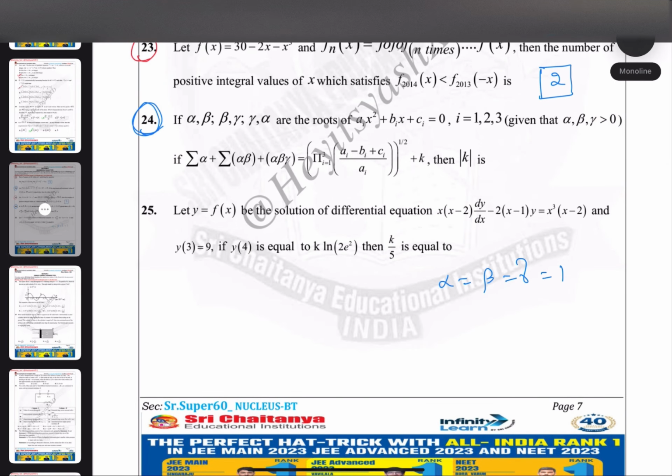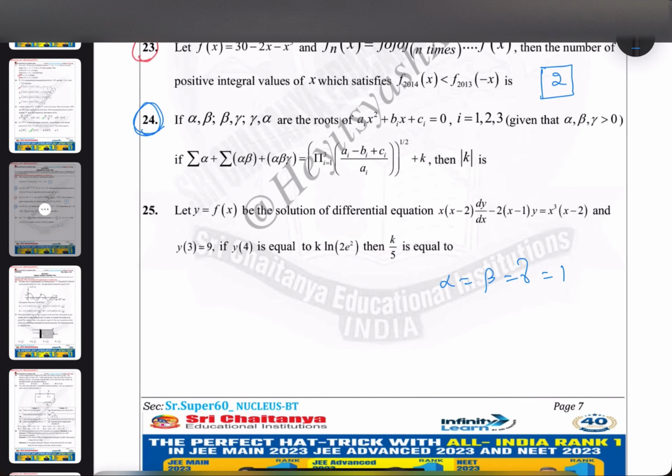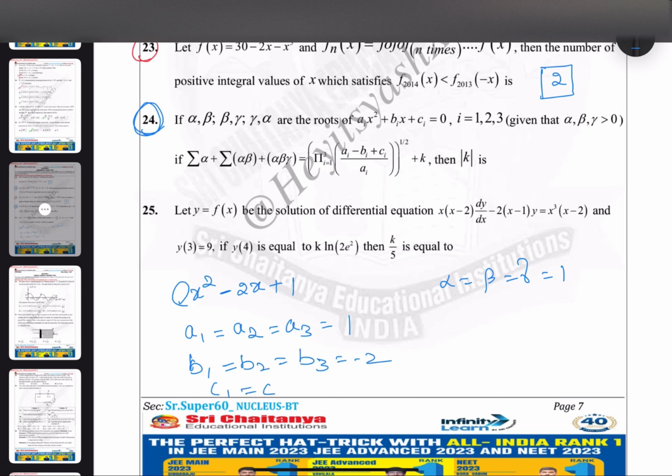Now if alpha, beta are the roots, the quadratic equation will be x square minus alpha plus beta, that is 2x, plus alpha beta, 1. Alpha beta is 1 1, beta gamma is also 1 1, gamma alpha is also 1 1. So the three quadratic equations will be like this. So a1, a2, a3 are equal to this coefficient, which is 1. b1, b2, b3 are equal to minus 2, c1, c2, c3 equal to 1.